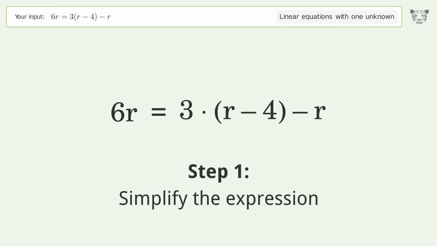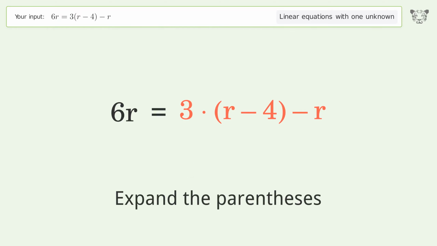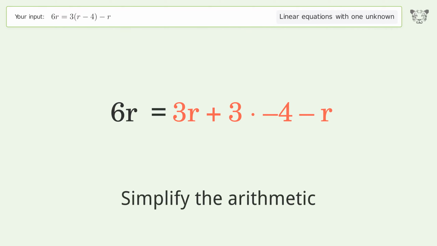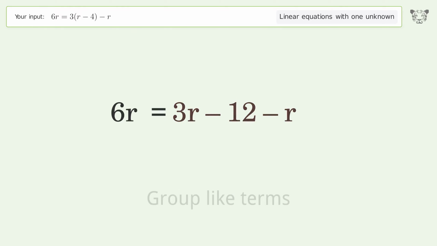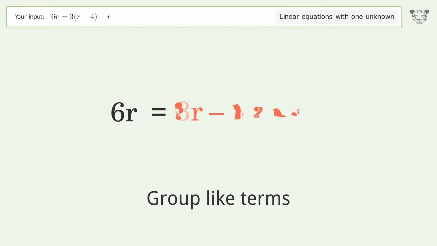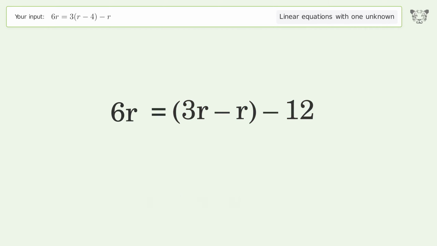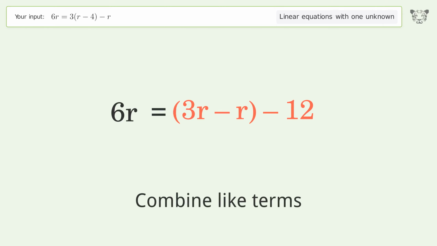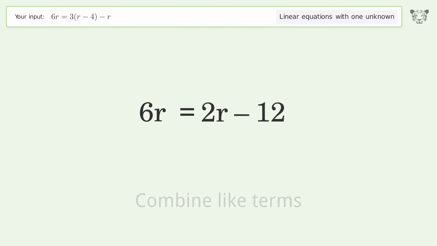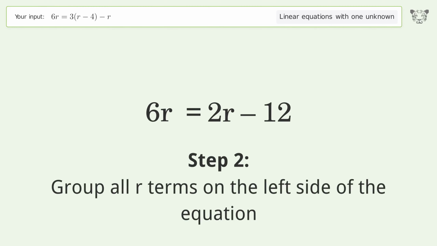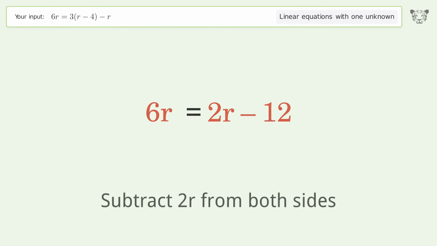Simplify the expression. Expand the parentheses. Simplify the arithmetic. Group like terms. Combine like terms. Group all r terms on the left side of the equation. Subtract 2r from both sides.